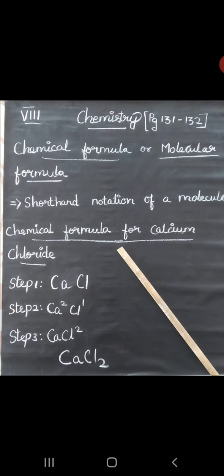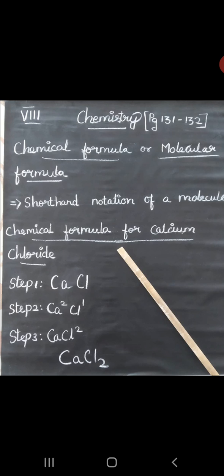In step 3, we reduce the valencies to the simplest ratio if needed. Otherwise we can interchange the valencies of the elements or ions, and write the numbers as subscripts. However, if 1 appears as a subscript on the symbol, it is omitted. So here the 1 is omitted, and in step 3 we write CaCl2. At the last, how do we write it? CaCl2. So these are the steps.